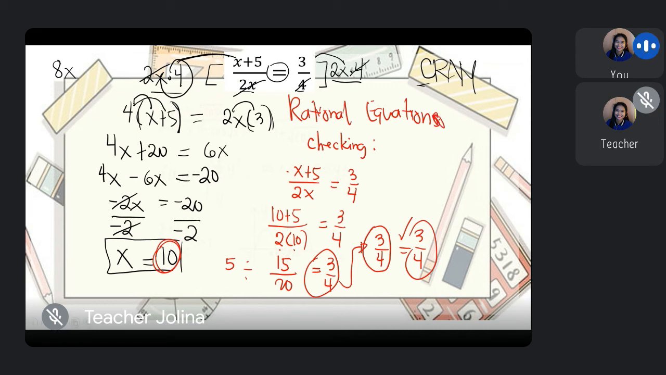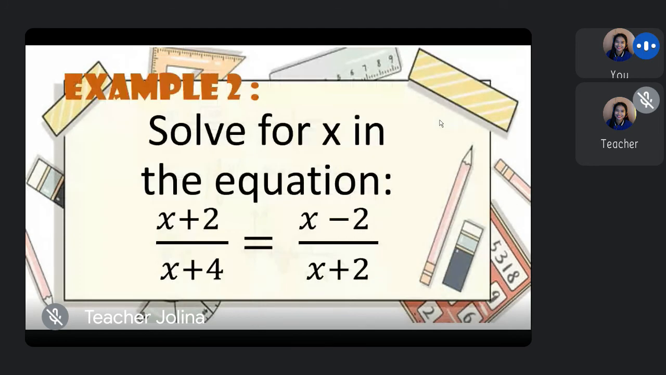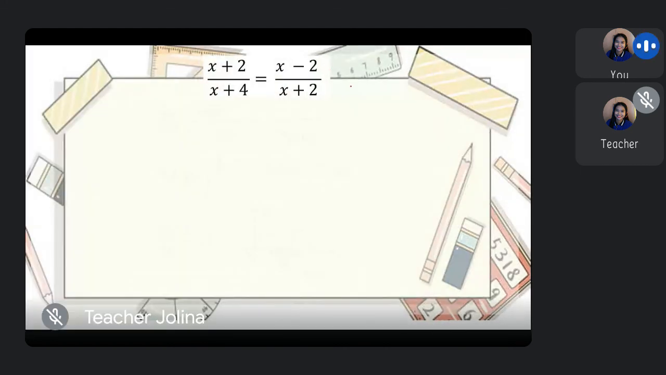Let's proceed to another example. How about this one? Solve for x in the equation x plus 2 over x plus 4 equals x minus 2 over x plus 4. X plus 2 rather. Okay, so let's use again the CRAM method. So, clear all the fractions. Kunin nyo lang yung LCD nila. So, combine nyo lang siya, pwede naman na yun. Okay, x plus 4 times x plus 2 para hindi na kayo mag-simplify pa ng mag-simplify ng LCD.